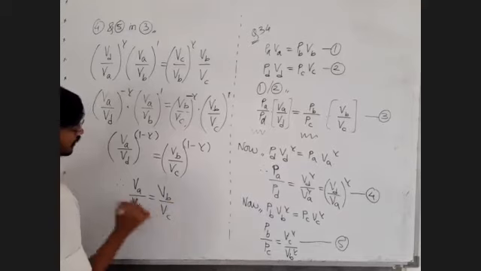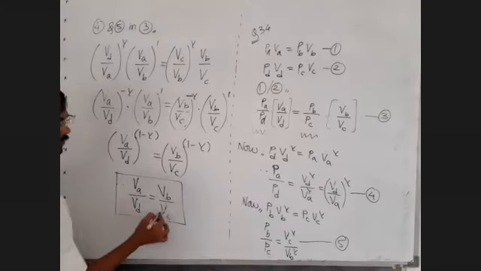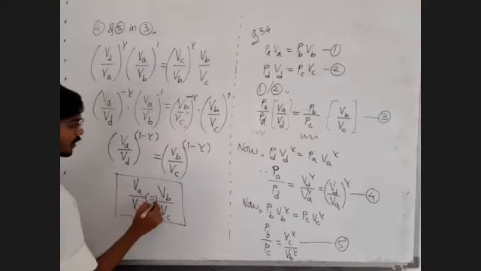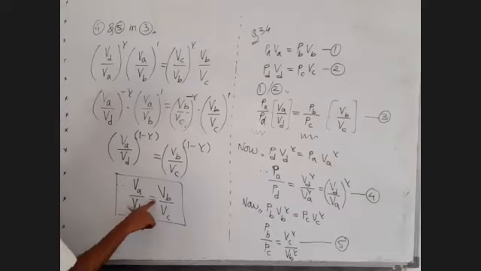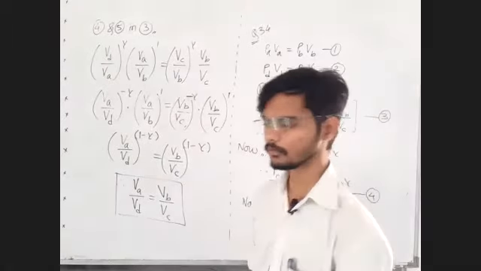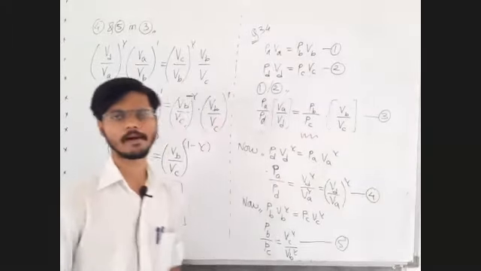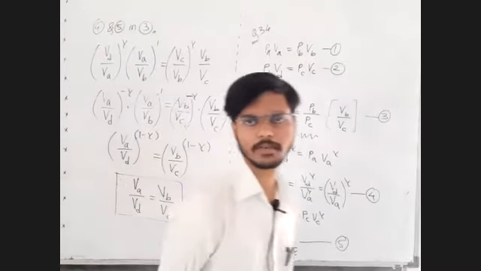Check if I am right or wrong. So what is the comparison between VA upon VD and VB upon VC? They are equal. This is the answer. This is the comparison. They are equal. Let me know in the chat box. Is that okay? Is that clear? Everyone write it down and let me know in the chat box.